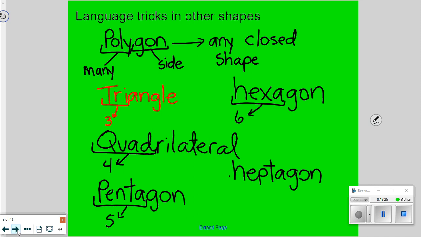Heptagon. Hepta is 7. So how many sides do we think a heptagon has? 7. Good.